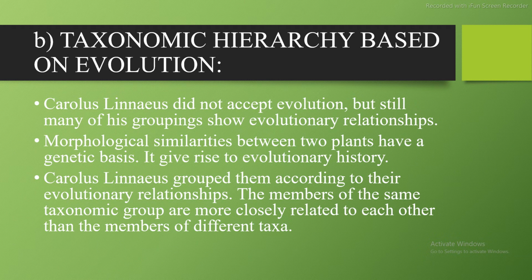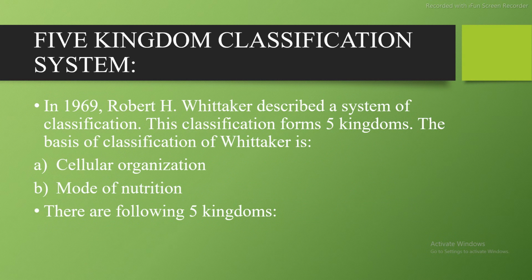Taxonomic hierarchy based on evolution. Carolus Linnaeus did not accept evolution, but still many of his groupings show evolutionary relationships. Morphological similarities between two plants have a genetic basis. It gives rise to evolutionary history. Carolus Linnaeus grouped them according to their evolutionary relationships. Members of the same taxonomic group are more closely related to each other than the members of different taxa.